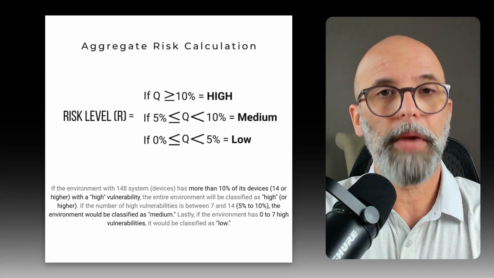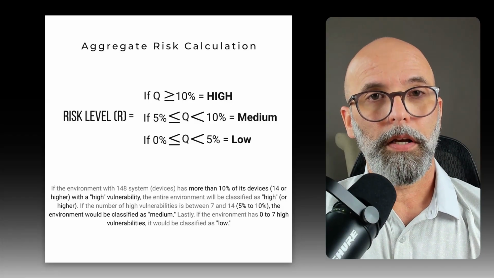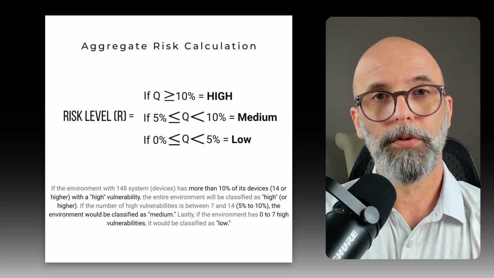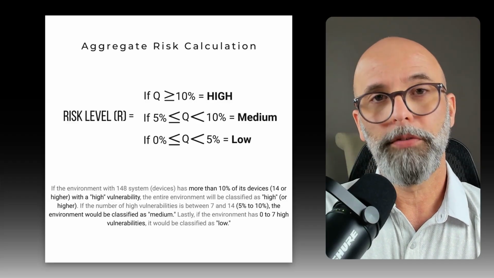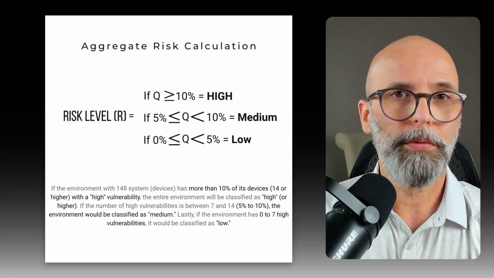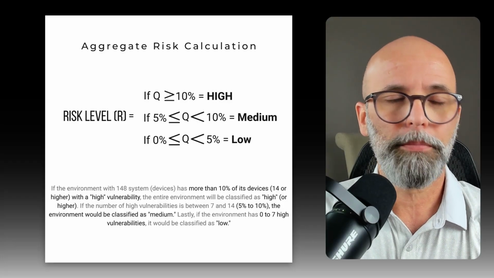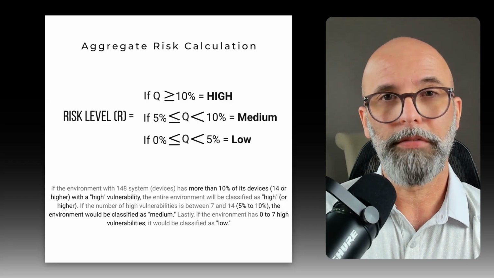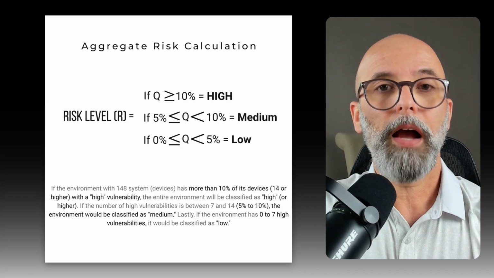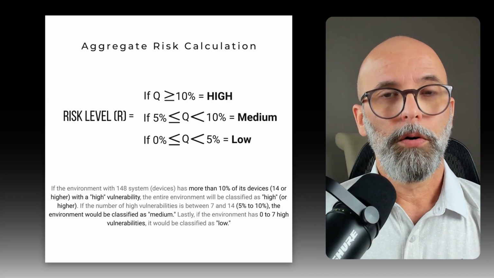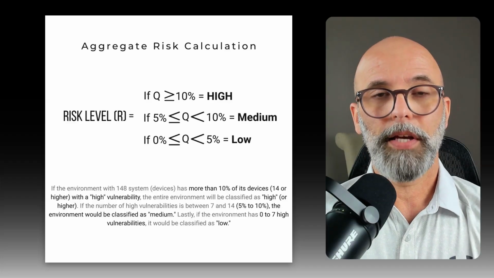It doesn't matter. And if the number of high vulnerabilities is between 5 and 10%, so in this case 10% would be what, 15, let's round it up, and for 5 to 10 it would be between 7 and 10, the entire environment is medium. So you get the gist here. Only focusing on highs, you assess the entire environment.